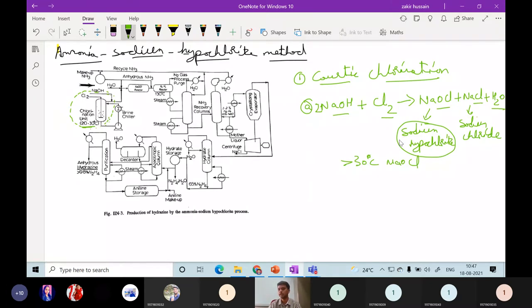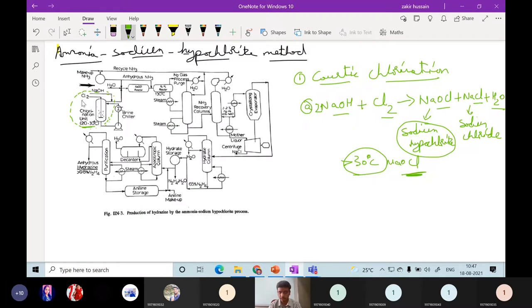In this, sodium hypochlorite is our main ingredient, which we will employ in the ammonia sodium hypochlorite manufacturing method for hydrazine. Why do we use the 20 to 30 degree centigrade range? If the temperature is more than 30 degree centigrade, there will be decomposition of sodium hypochlorite. That's why the chlorination unit has to be maintained at 30 degree centigrade or below, in between 20 to 30 degree centigrade.